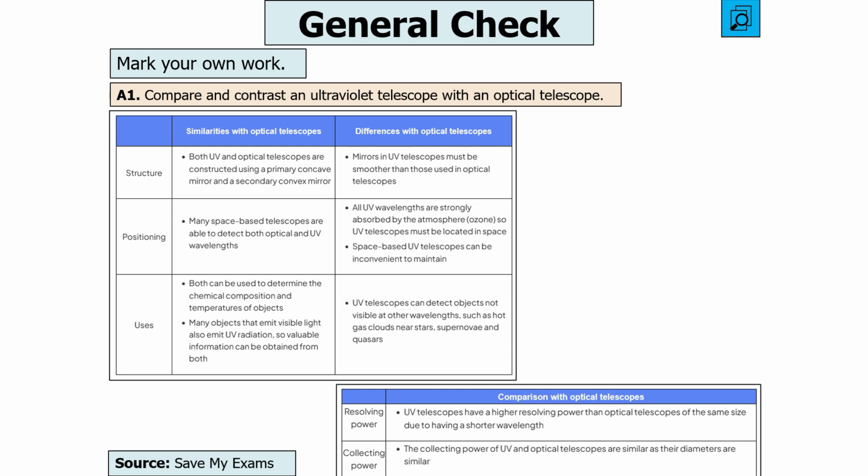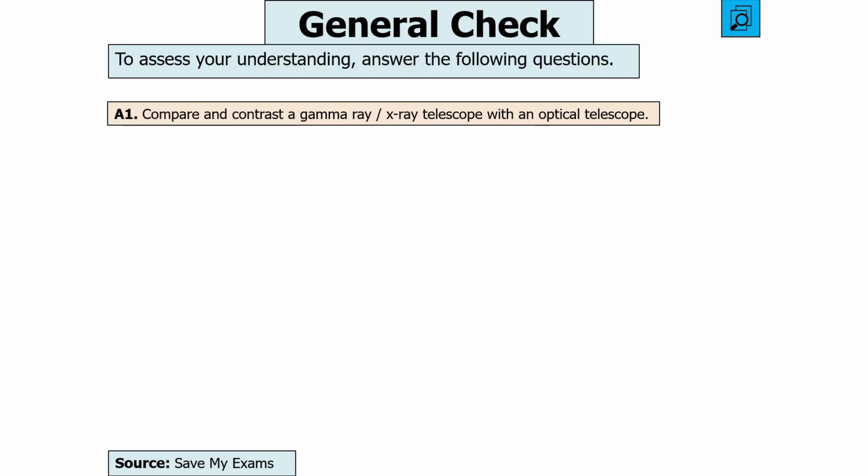In terms of comparisons for resolving power and collecting power, UV telescopes have a much higher resolving power than optical telescopes of the same size because, from the Rayleigh criterion, they have a shorter wavelength. In terms of collecting power, again, they're very similar to each other because the diameters of their dishes are very similar. The next question says, compare and contrast a gamma ray or X-ray telescope with an optical telescope.